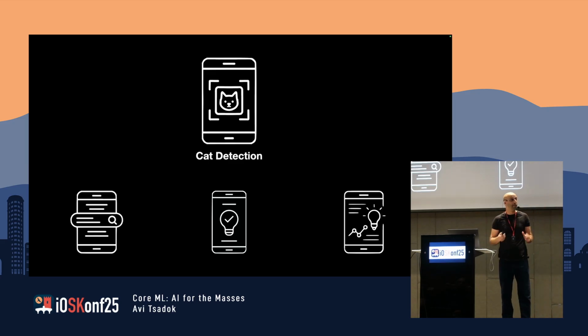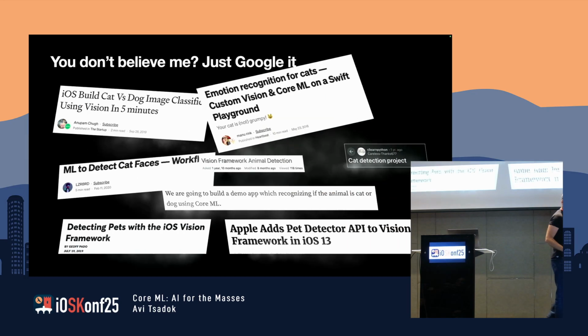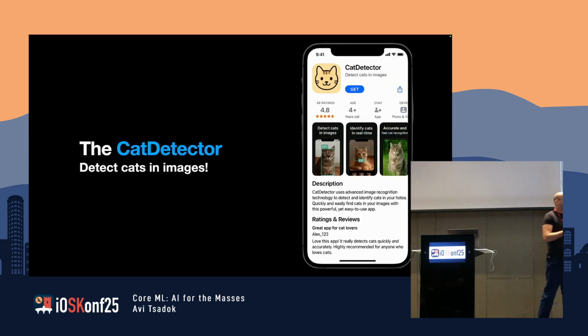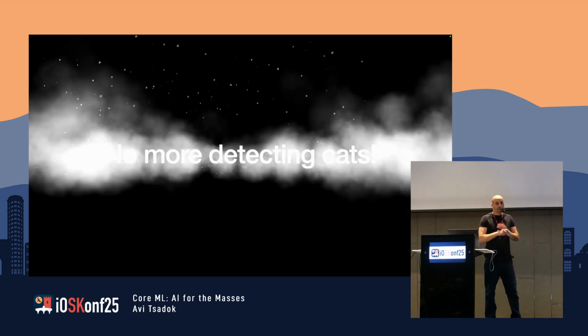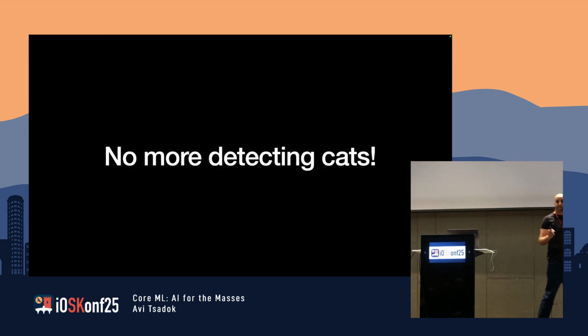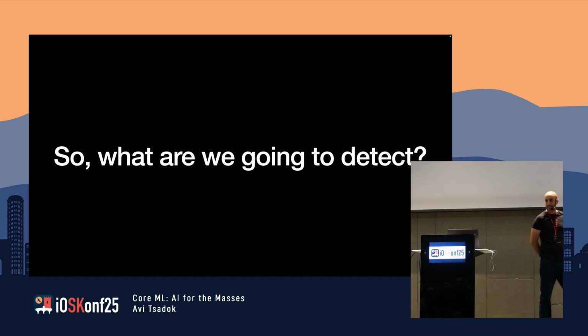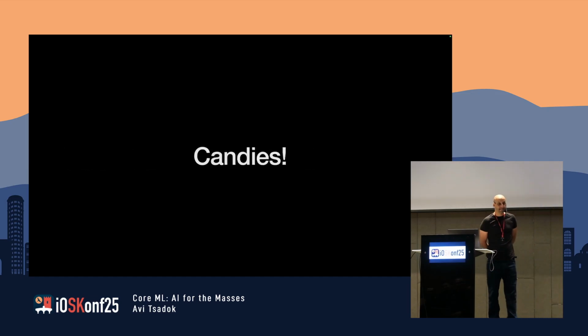And that's insane, because if you don't believe me, just Google it. There are hundreds, thousands of blog posts about how to detect cats. Now, I haven't seen any app like Cat Detector, so I don't understand why you have so many articles about detecting cats. So I decided, no more detecting cats. I don't know what they did to us, but we need to finish with that. So, what are we going to detect? Something much, much better than cats. Dogs. No, I'm kidding. Much better than cats. Candies.